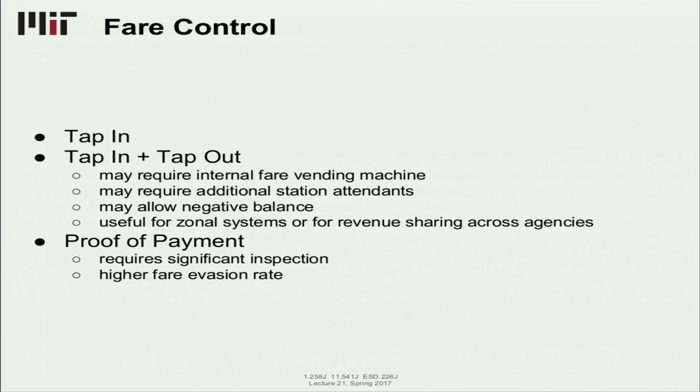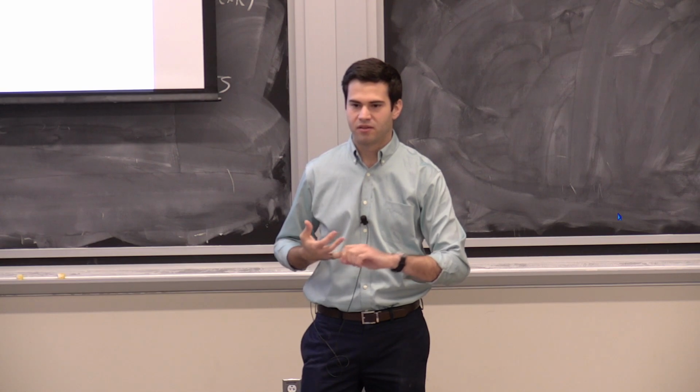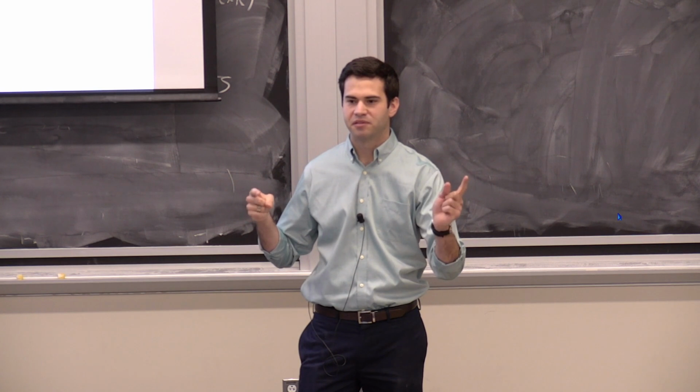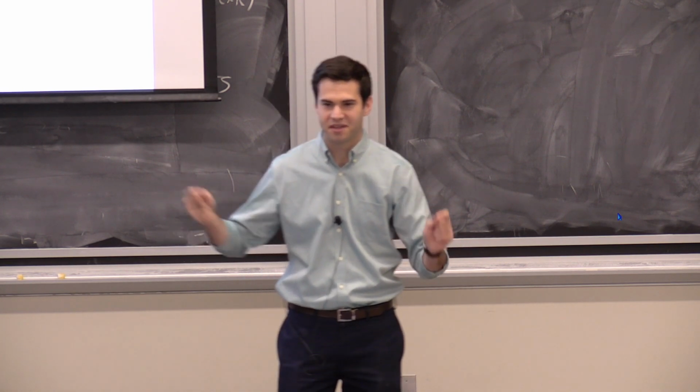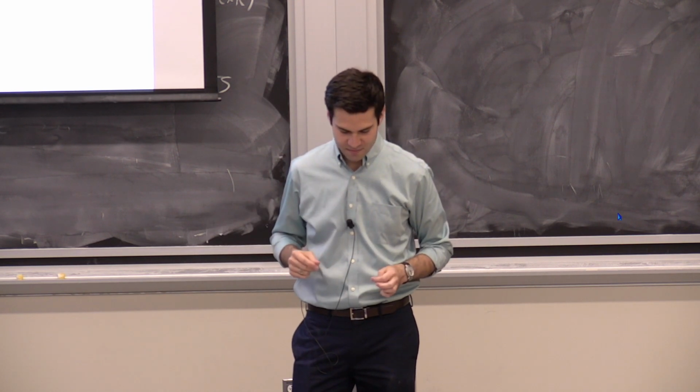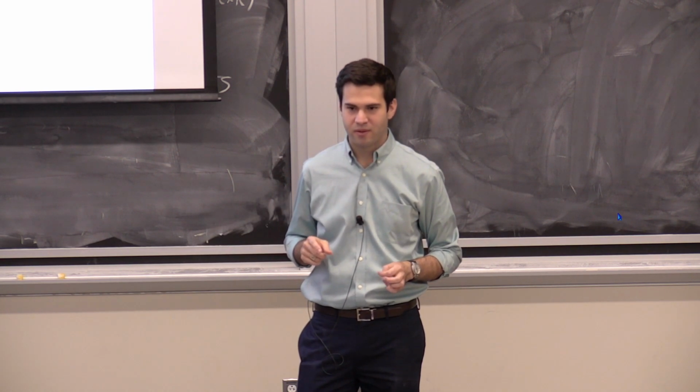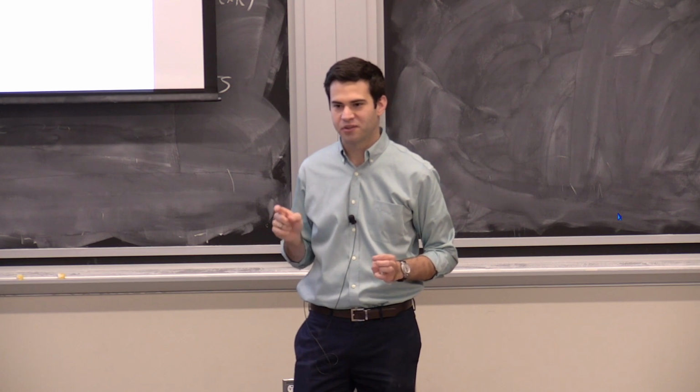Okay, fare control. So tap in, you know what that is. You interact with the fare box or fare gate only when you're entering the system or vehicle. Tap in and tap out, you do that when you enter and exit. Usually, tap in and tap out is for systems that have zones. And you tap out so that we know if you traveled multiple zones or not, and therefore know how much to charge you, because there's a segmentation by geography. It also happens when there are multiple agencies sharing the revenue.